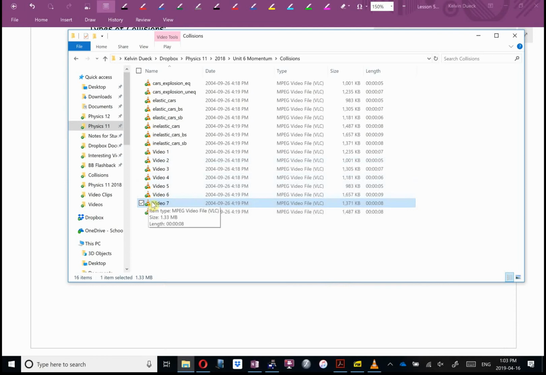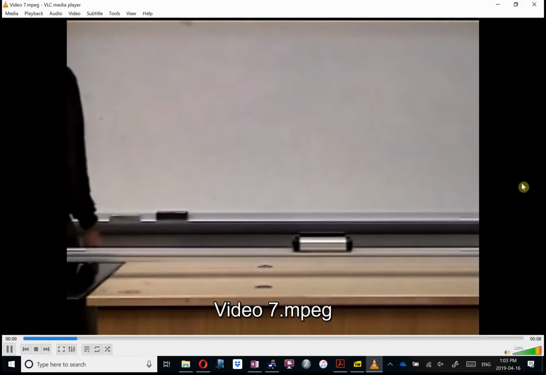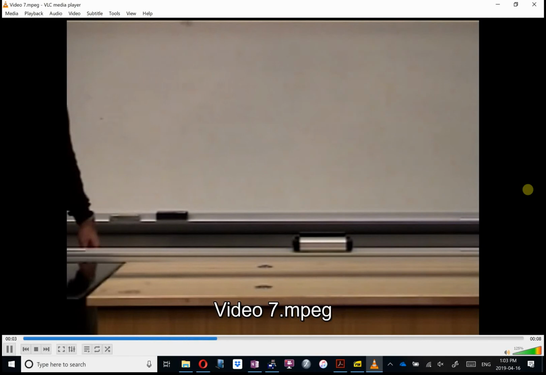Well, that was anticlimactic. Second one again. An elastic, small mass hits big mass. That one looks interesting to me. That one to me looks a bit different from the other ones. An elastic, small mass hits big mass.